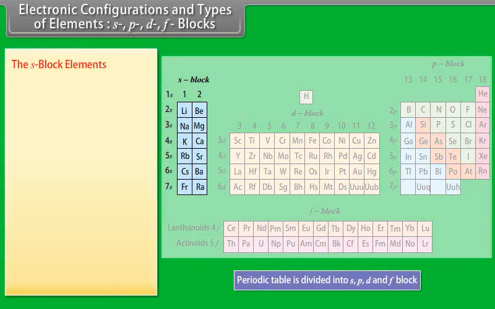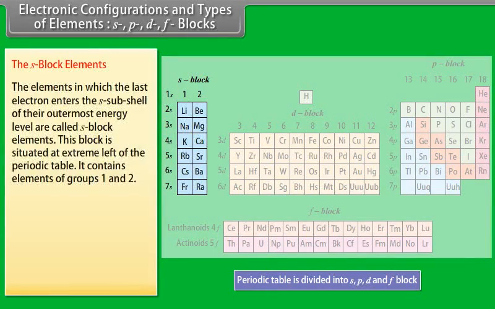The s block elements. The elements in which the last electron enters the s subshell of their outermost energy level are called s block elements. This block is situated at the extreme left of the periodic table. It contains elements of group 1 and 2.